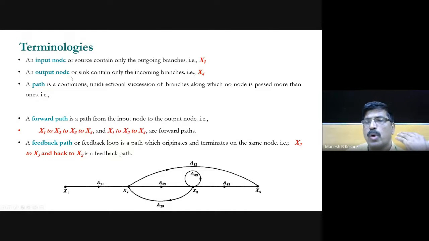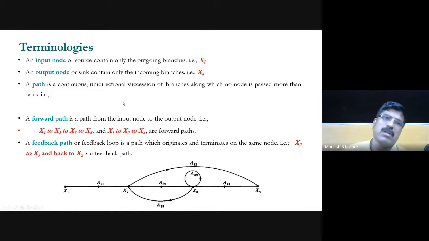Whereas the output node or sink node contains only incoming branches. There is no outgoing branch. If there is any outgoing branch, then you have to add one more node and make sure that it has only incoming branches. Now x4 has only incoming signals, coming from x3 to x4 and x2 to x4, right? So the output node or sink node contains only incoming branches, while x1 is the input node, or source node, where only outgoing branches are there. I hope you have understood what an input node is and what an output node is. So here x1 is the input node and x4 is the output node.